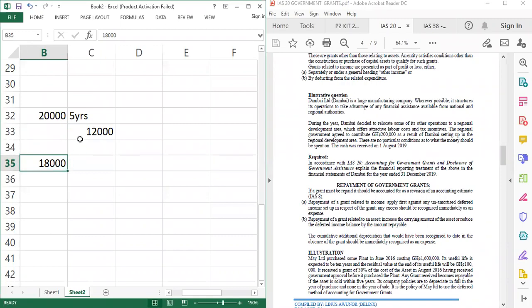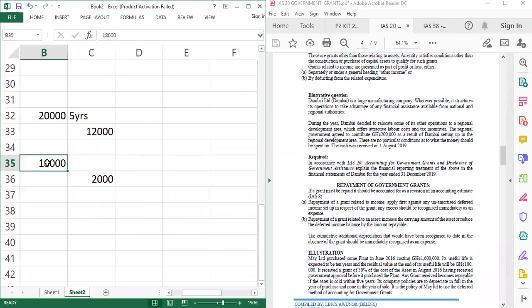But what will happen? Okay, let me come here. In actual sense, if you are given 20,000, they are now saying that pay 18,000. In actual sense, how much of the grant was actually received? 2,000, isn't it? Okay. But how much have you recognized over the 2 years? 8,000. So what are you going to do? You have to go and reduce the 8,000 to 2,000, isn't it? All right. That's another way of doing that.